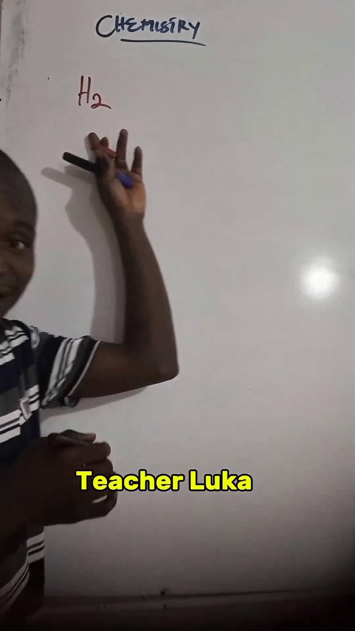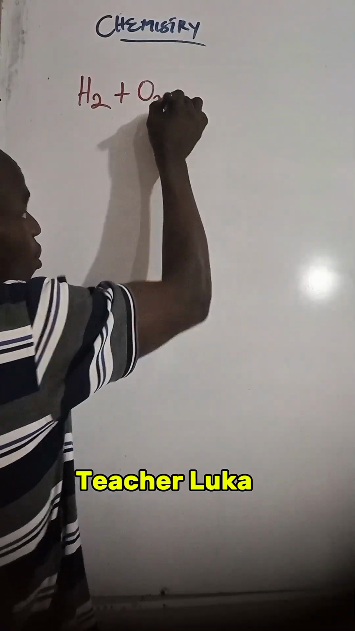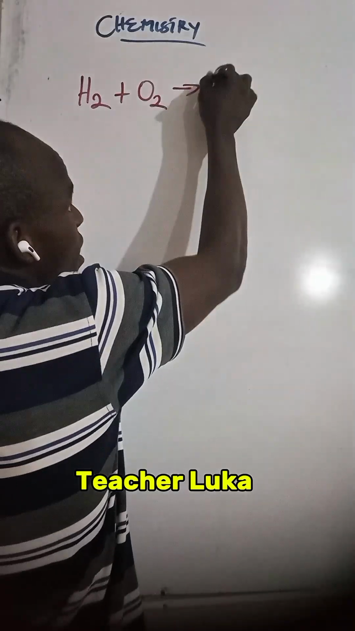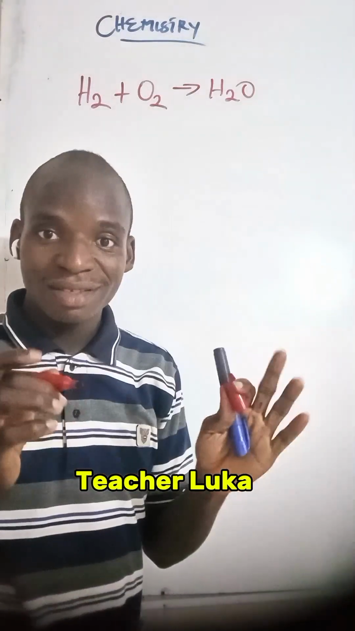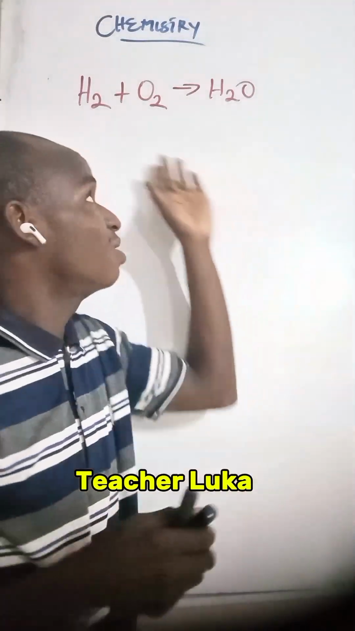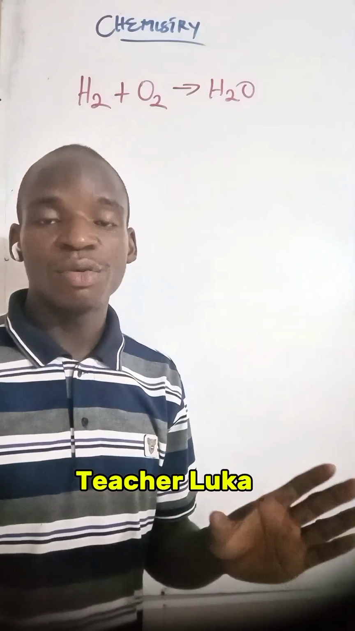This is hydrogen gas, right? Very good. It is reacting with oxygen gas. Are you following? To give us H2O, which is water. Do you understand? Now, this equation is not balanced. How do we know that this equation is not balanced and how do we balance the equation? It's very simple, all right?